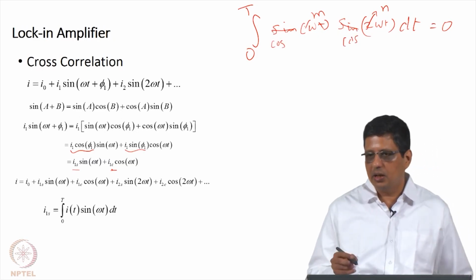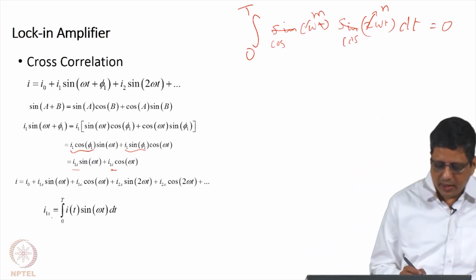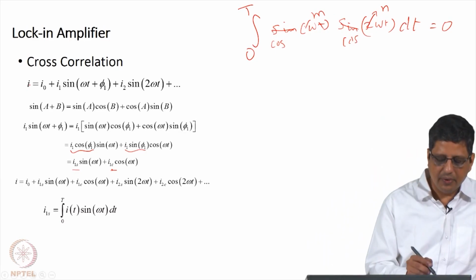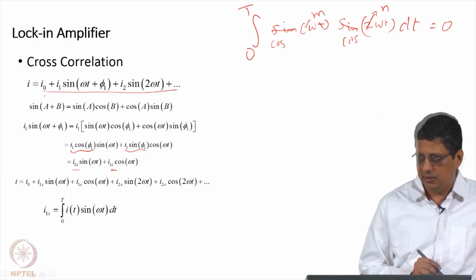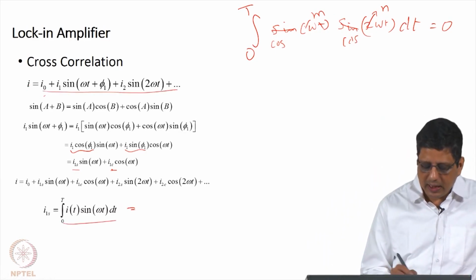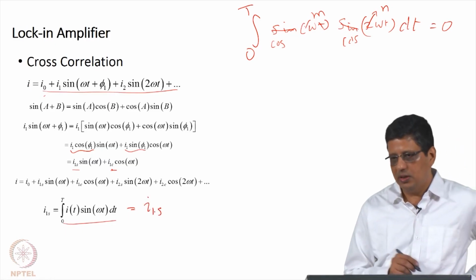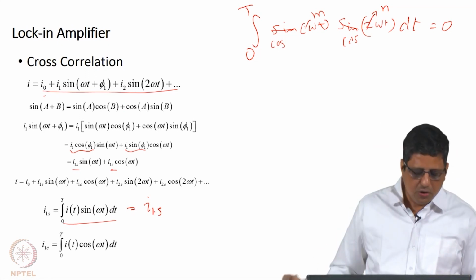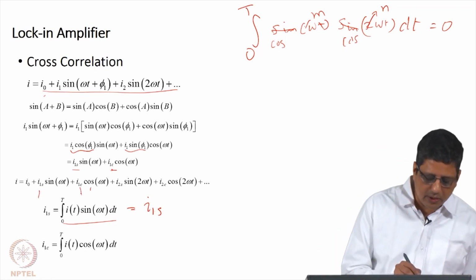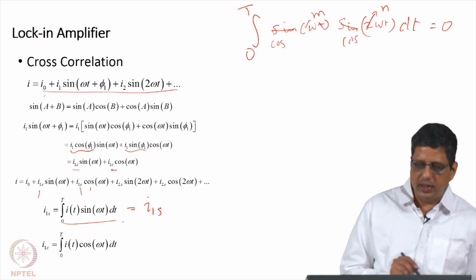Sine and cosine functions are orthogonal, which means if I take the function I, which can be expanded like this, and then I do the integral, I will get the component only corresponding to the sine. Everything else will go to 0. Same way I can do it for cosine. So, I can get the coefficients of the sine and cosine terms by doing this integration.